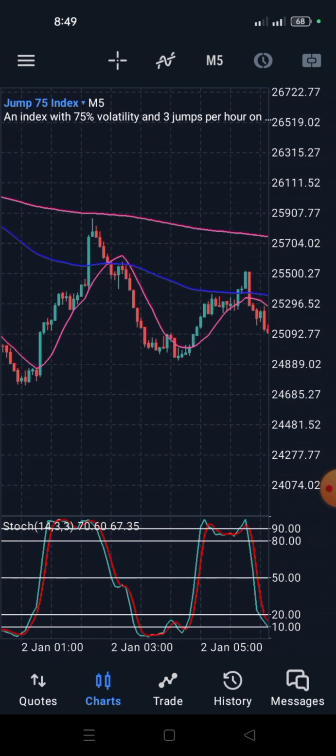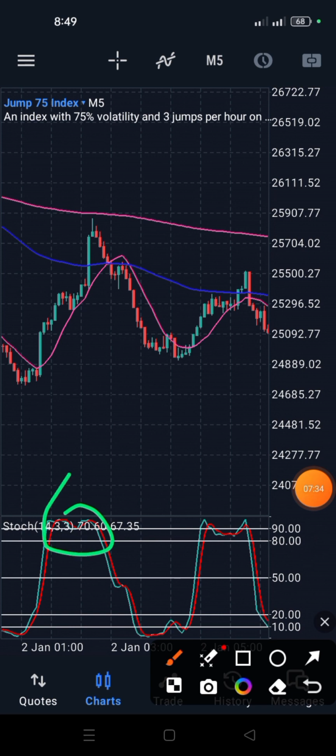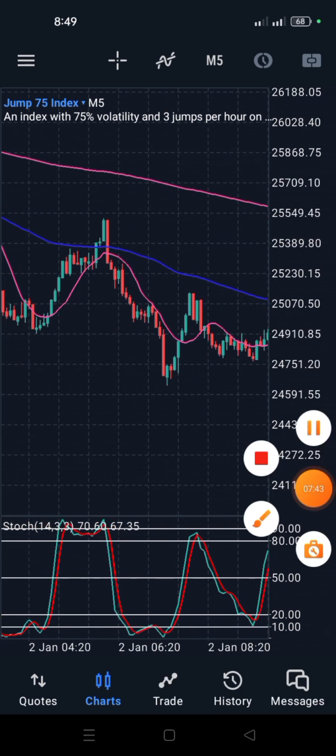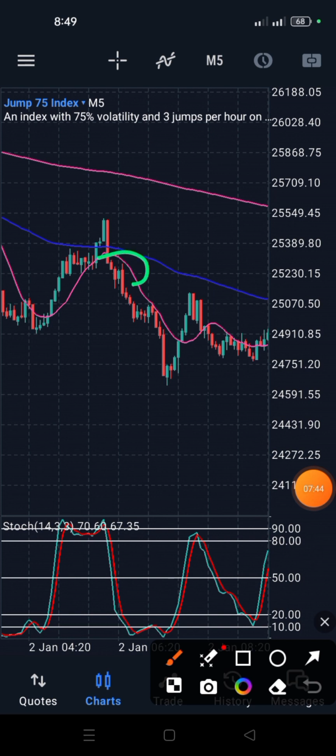Now let's go here. You can see another one happening, stochastic as well. Remember your stochastic. This is it, placing your stop loss above. You hit your take profit. You can see that happening all the time.